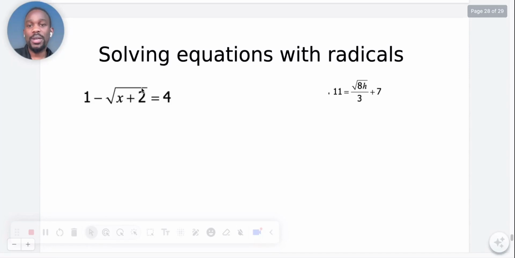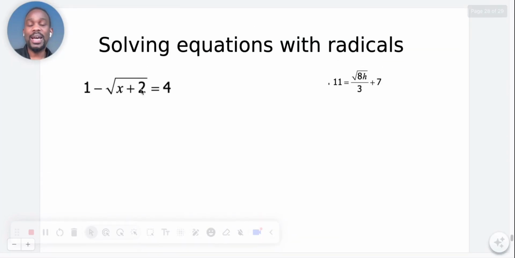So we're looking at this equation, and the first step is to isolate the radical. This is what they mean by isolating the radical. It has to be left alone on one side, but here there's a lot going on. There is 1 minus the root of x plus 2 is equal to 4. I just want the root of x plus 2 to be alone on one side.